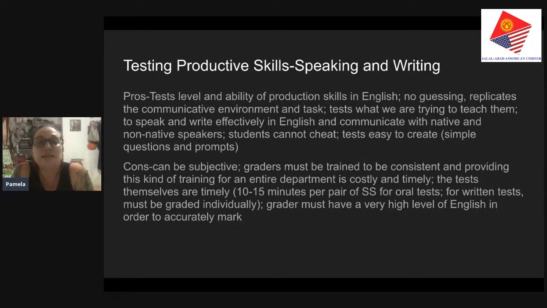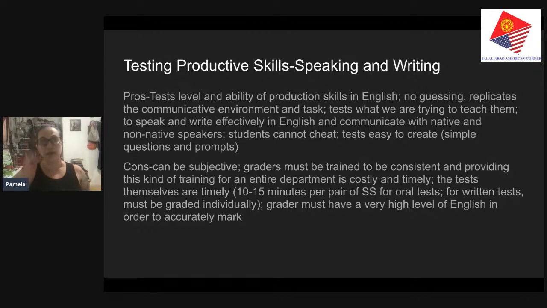So the cons can be subjective. This means that one teacher might give a different grade to one student than another, even though they have the same ability. So graders have to be trained to be consistent, and to provide this kind of training for an entire department is costly and time-consuming. So this takes really good training.